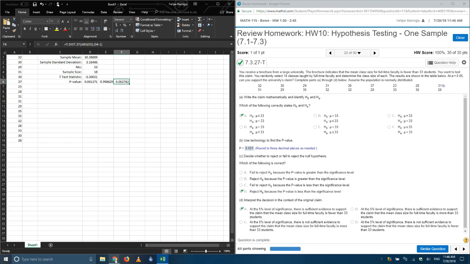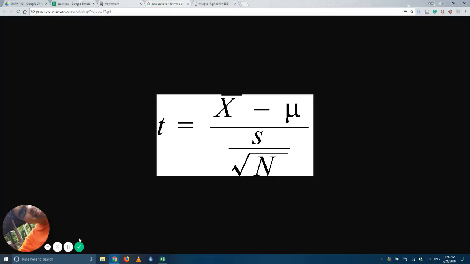Okay, and let me just show you that formula one more time. So that's the formula there, so you might want to write that down if you don't already have it. Otherwise, you can just Google it, then you can write it down.